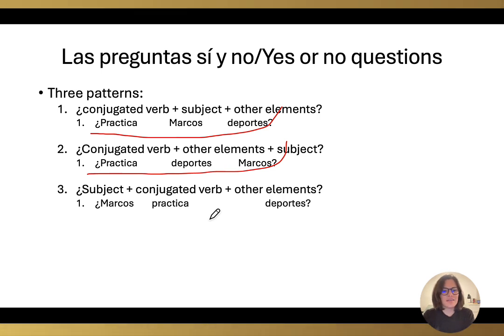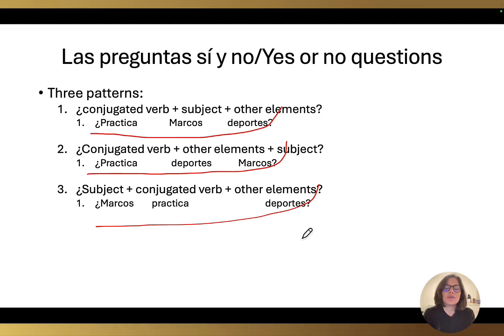And then, Marcos practica deportes. Again, it's this tone at the end that says, hey, this is a question. There's no question words, but it's a question.